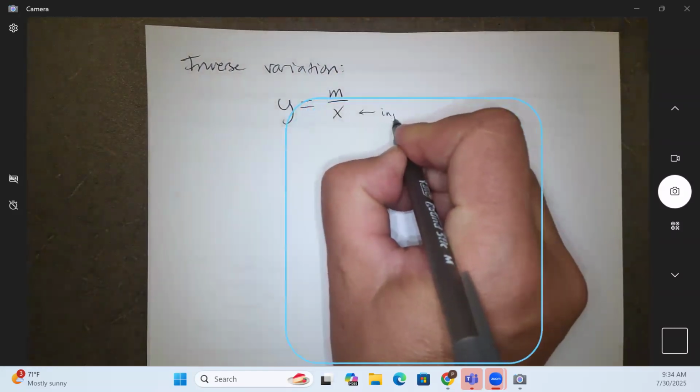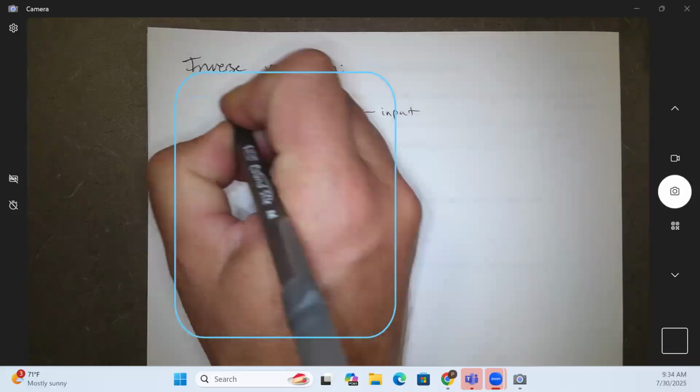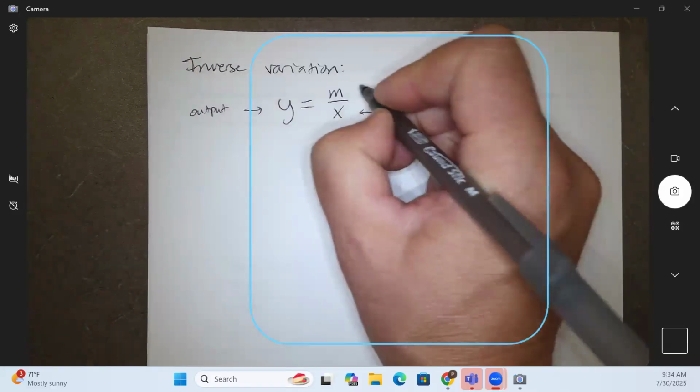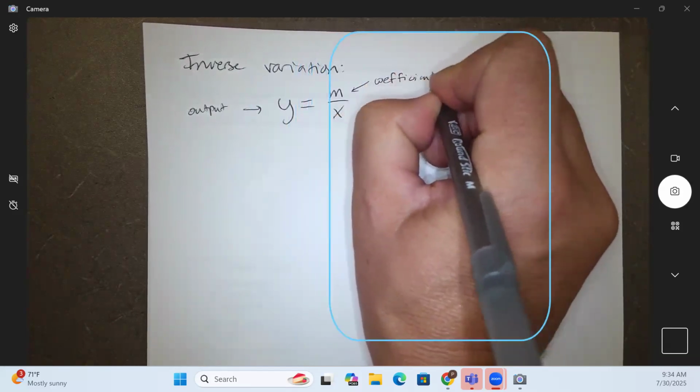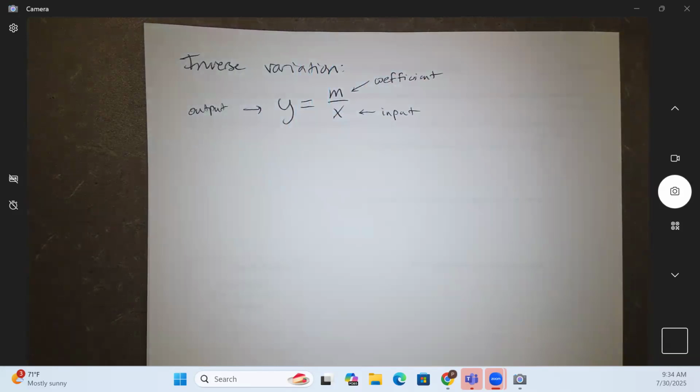You still have an input, and you still have an output, and you have a coefficient. This is not going to be called the slope anymore because it's not going to be a straight line if you graphed it.